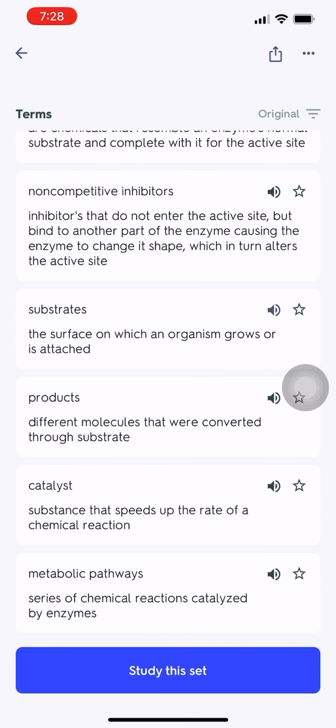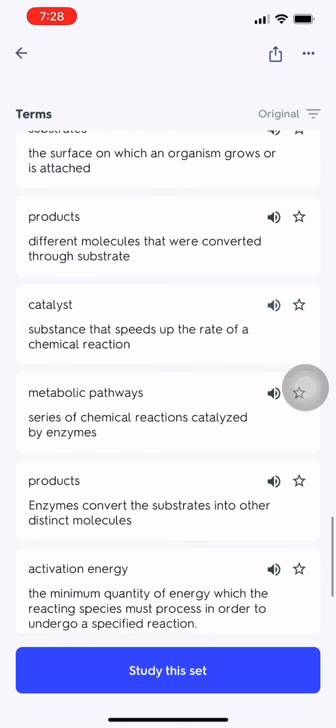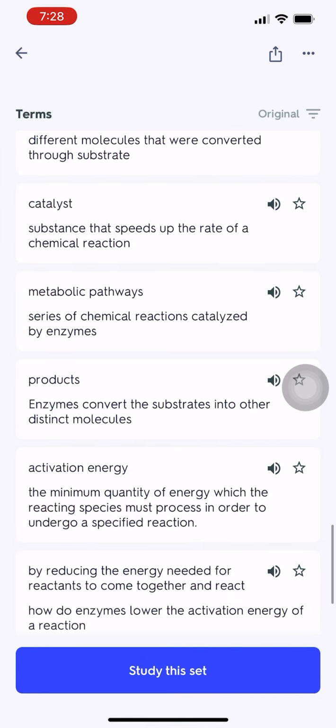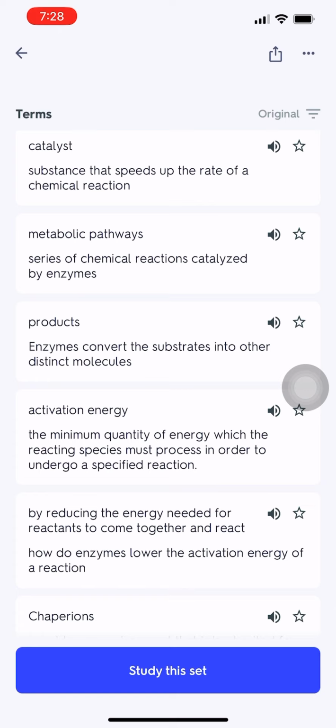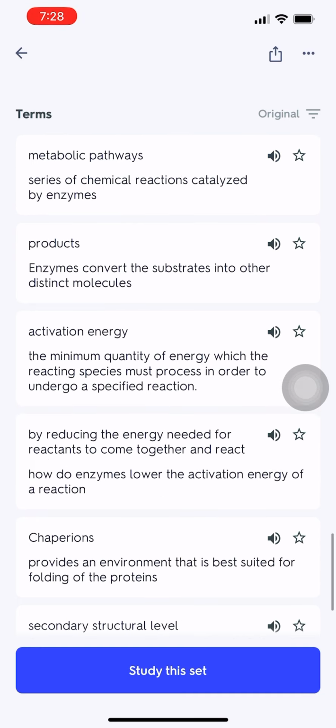Substrates: the surface on which an organism grows or is attached. Products: different molecules that were converted through the substrate. Catalyst: a substance that speeds up the rate of a chemical reaction. Metabolic pathways: a series of chemical reactions catalyzed by enzymes. Products: enzymes convert the substrates into other distinct molecules.